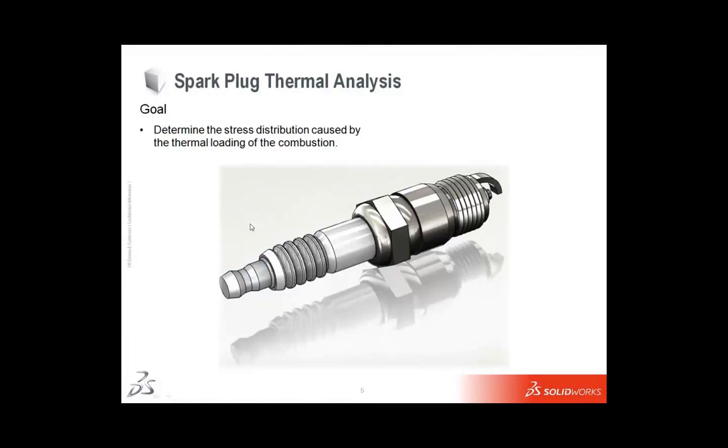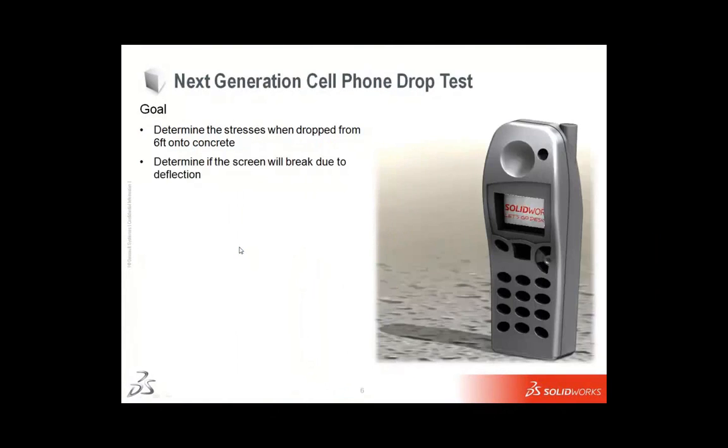Okay, moving on to our next study, which is going to be our next generation cell phone drop test. We can see we have a very advanced cellular phone here. We're going to drop this phone from 6 feet onto this corner down here, and we're going to see what happens. We also want to determine if the screen will break due to the deflection.